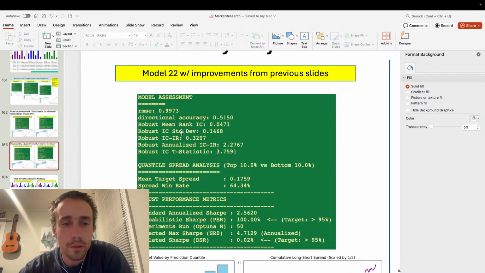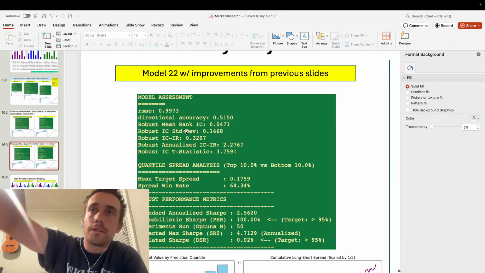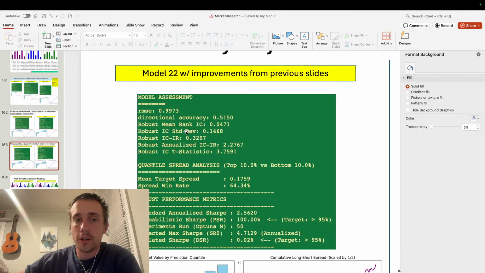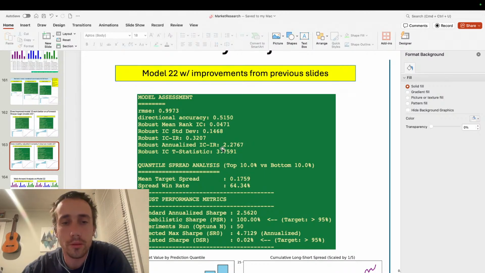and I'm getting here 0.047. These next 4 metrics, standard deviation of the information coefficient, information ratio, both on a daily and annual basis, and the T statistic, are all also outperforming the goal metrics. And these 4 give you the stability of the model. So the fact that these values are so good is my first indicator that I have a good model.